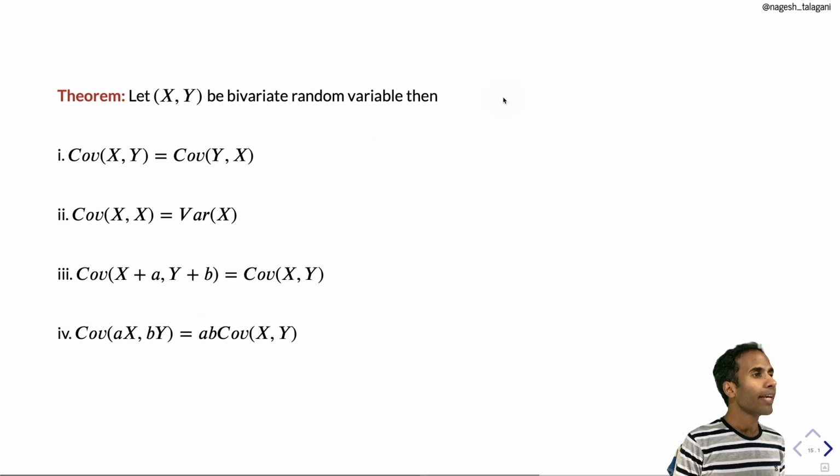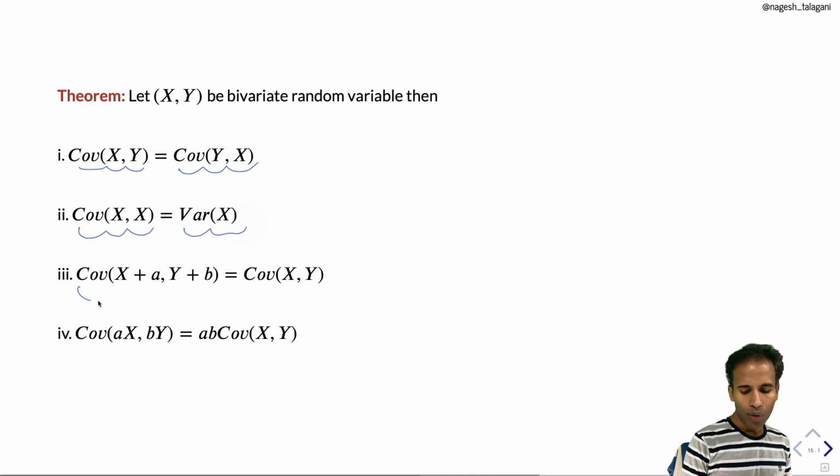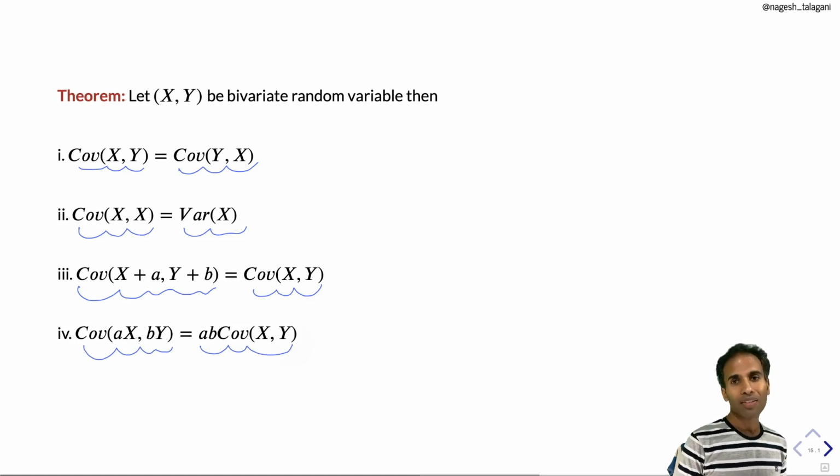Theorem: let x, y be bivariate random variables. Then we have the following results. Covariance of x comma y is the same as covariance of y comma x. Covariance of x comma x is the same as variance of x. Covariance of x plus a comma y plus b is the same as covariance of x comma y, and covariance of ax comma by is the same as ab times covariance of x comma y. Okay, these results directly follow from the definition of covariance of x comma y.